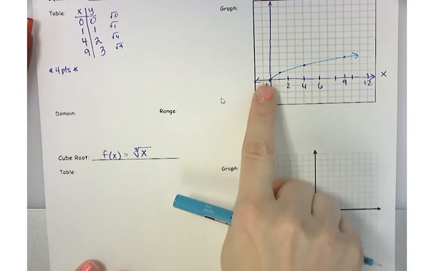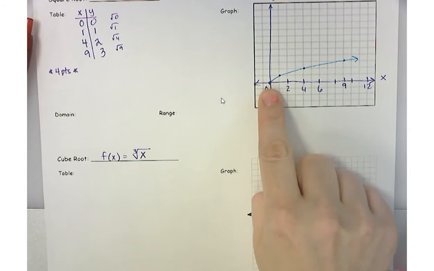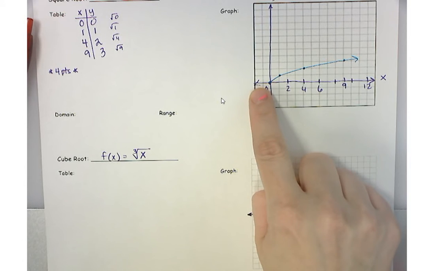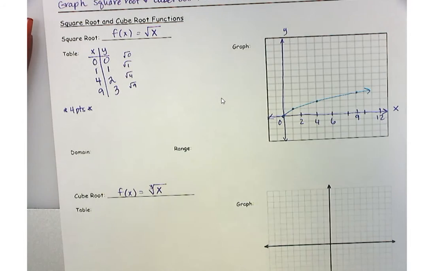Yeah, because then your x values would be negative, and we can't take the square root of a negative, or we would get imaginary values. So you only have the arrow on this one end of your graph.